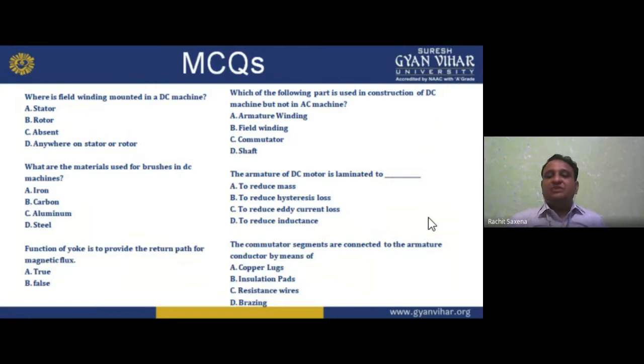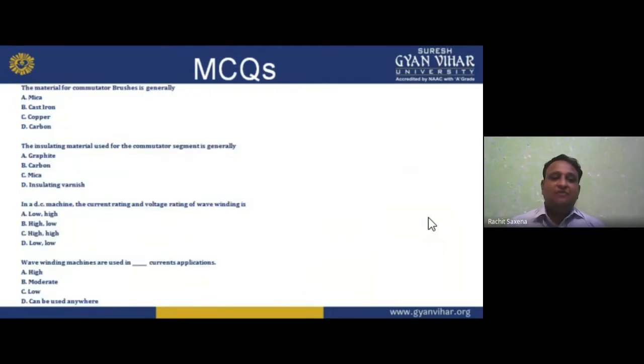The armature of a DC motor is laminated to reduce eddy current losses. The commutator segments are connected to the armature conductors by means of copper lugs. I already told you, like this, copper lugs. The material for commutator brushes is generally carbon. The insulating material used for the commutator segments is generally insulating varnish.